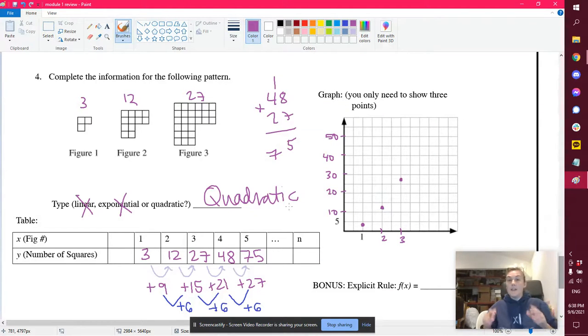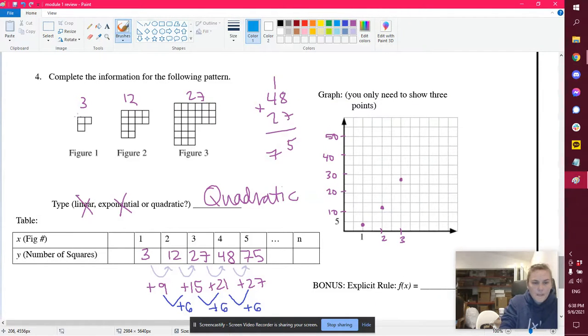And now, again, we haven't really figured out the pattern, but because we're doing all this math computation, we can already know the graph, the table, and the type without having a good gut feeling, right? To get the explicit rule, it's kind of nice to know the gut feeling.